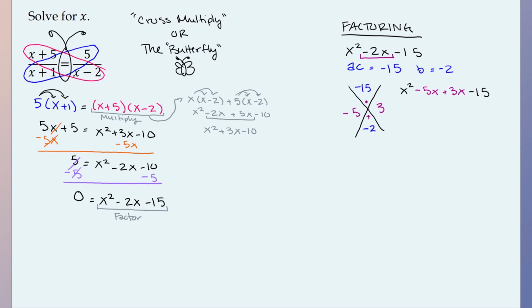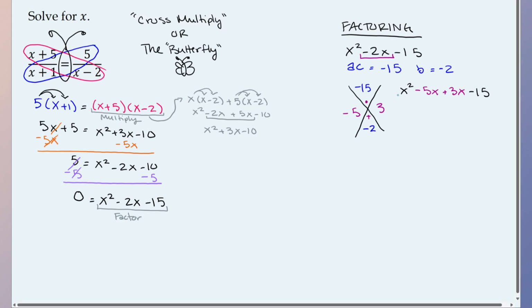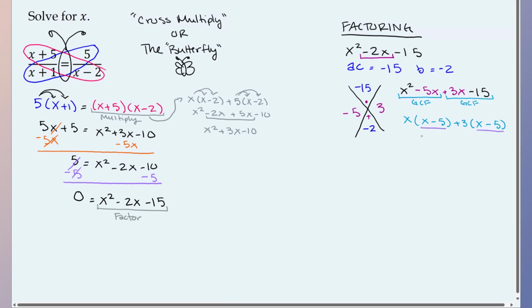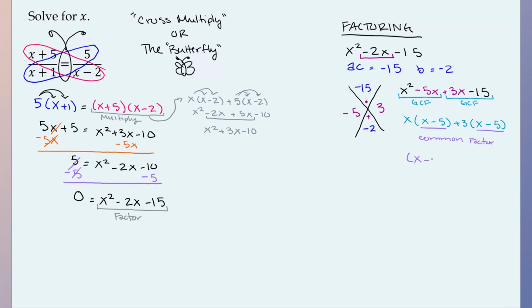From here, we're going to factor out the GCF of the first 2 terms. So we have x times (x minus 5), and again GCF of those second 2 terms. So we're going to factor out a 3. We are left with x minus 5, which is exactly what we want. We want a common factor, so we can factor that out. So we're going to factor out (x minus 5), and we are left with that (x plus 3). So there's our factoring.